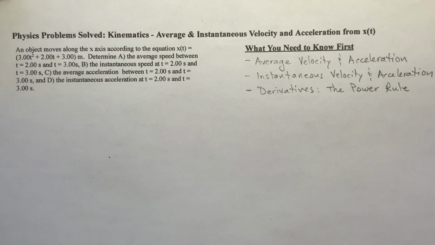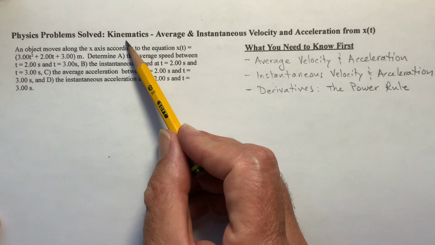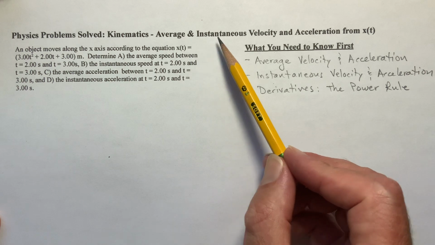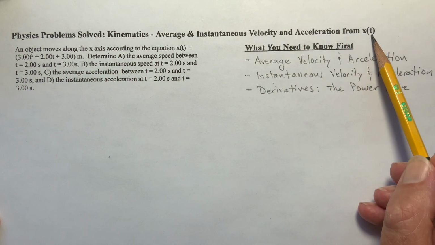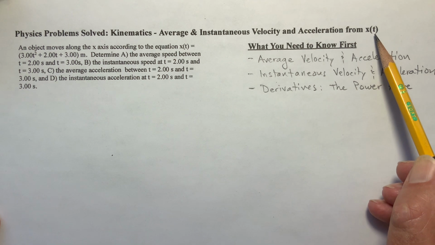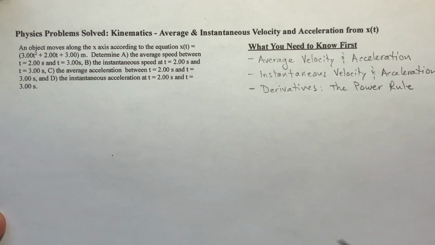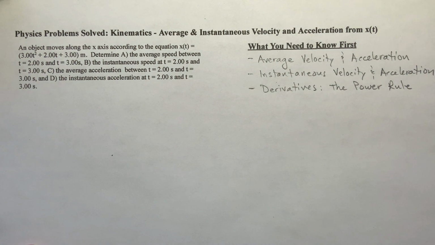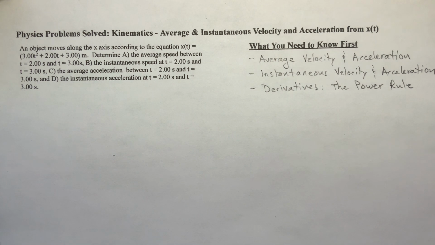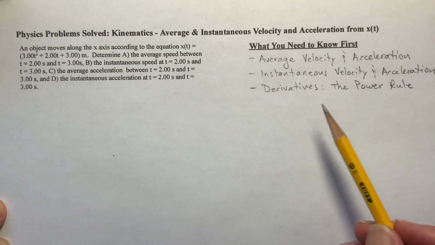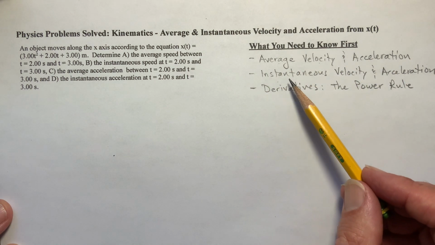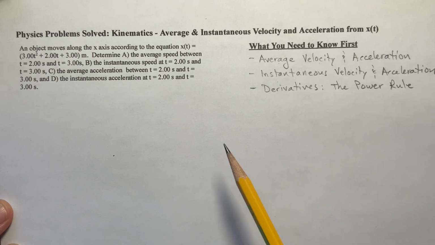Then let's get to today's problem. It is a kinematics problem where we're going to figure out the average and instantaneous velocities and accelerations given a position versus time function. And in order to solve this problem, you will need to understand how to find average velocities and average accelerations. You'll also need to know how to find instantaneous velocities and accelerations.